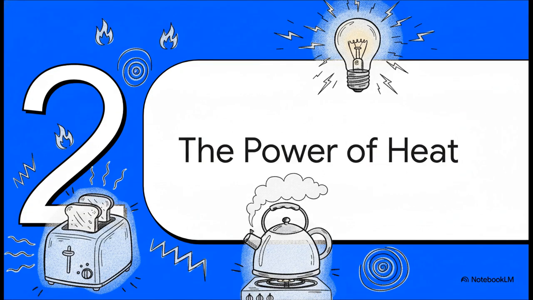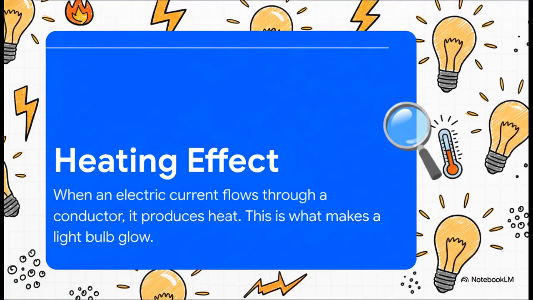Okay, first up, let's dive into the most familiar effect, heat. This is the one we see and feel every single day, from the stove in our kitchen to the lights hanging over our heads. So here's the basic idea, and it's actually pretty simple. When electricity pushes its way through a material, it creates a kind of friction on a microscopic level. And what happens when you have friction? You get heat.